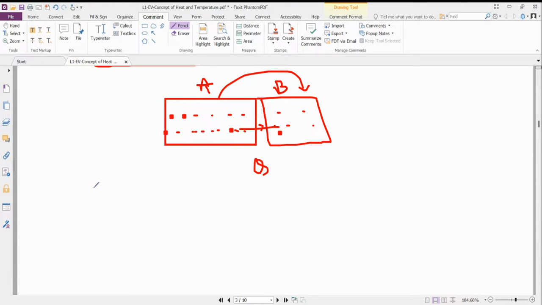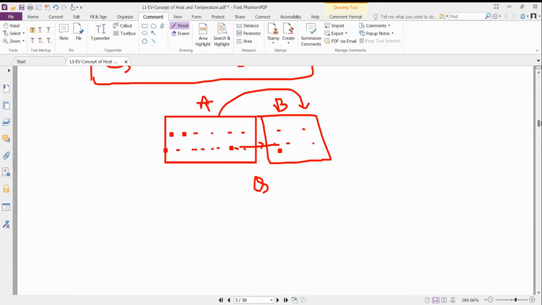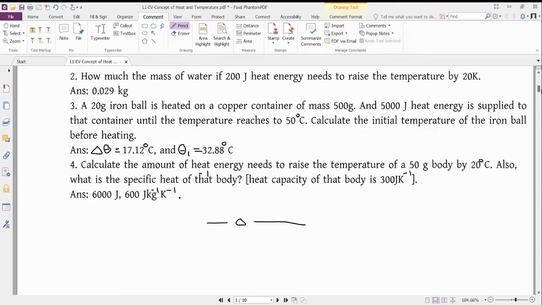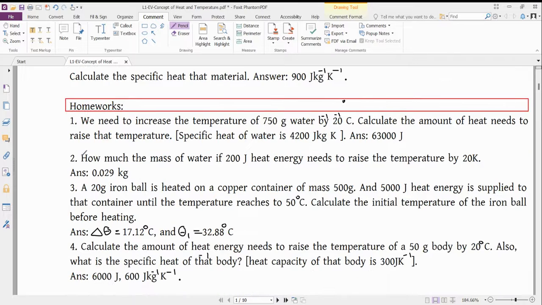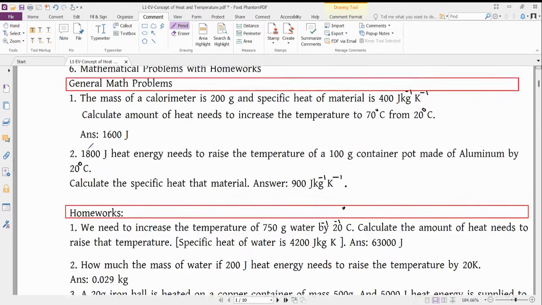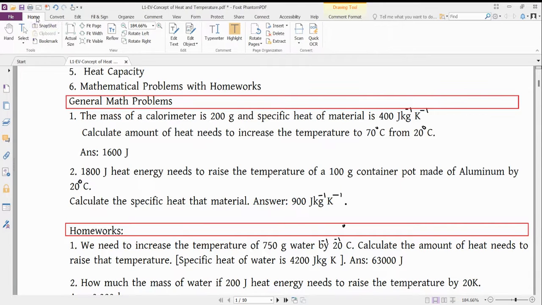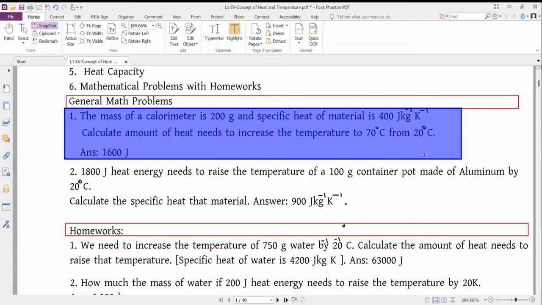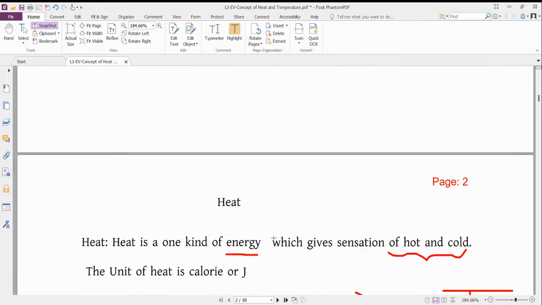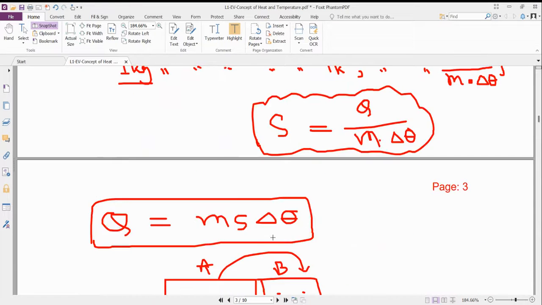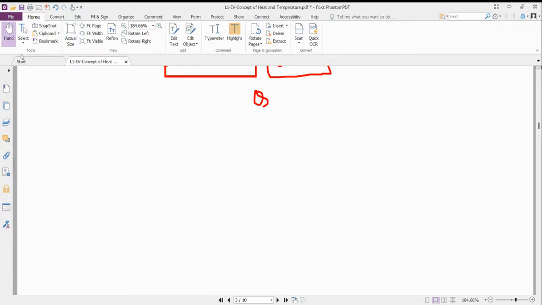Already I have shown in the outline that I will discuss some mathematical problems. And the first one is that the mass of a calorimeter is 200 gram. Let me cut these questions and paste them here.